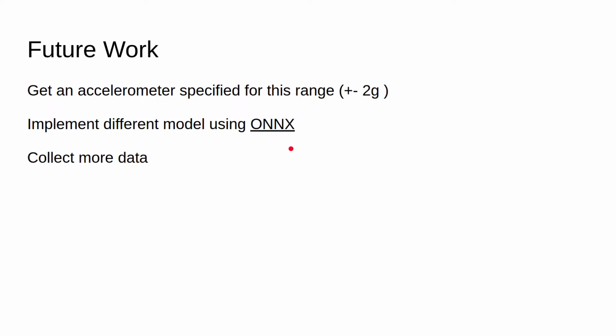So for future work, I could get a different accelerometer that's plus or minus 2G. I think that would really help my model. I could also implement a different model using ONNX. ONNX allows us to write machine learning algorithms in Python and deploy them in languages like C.